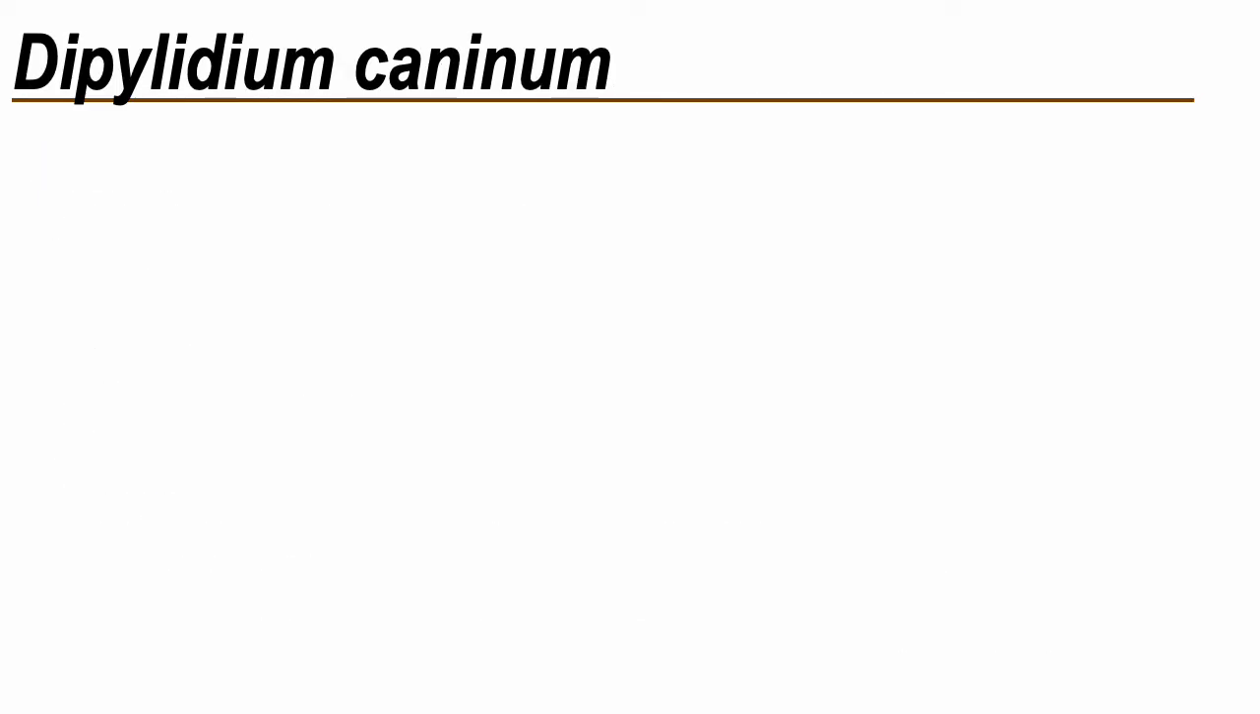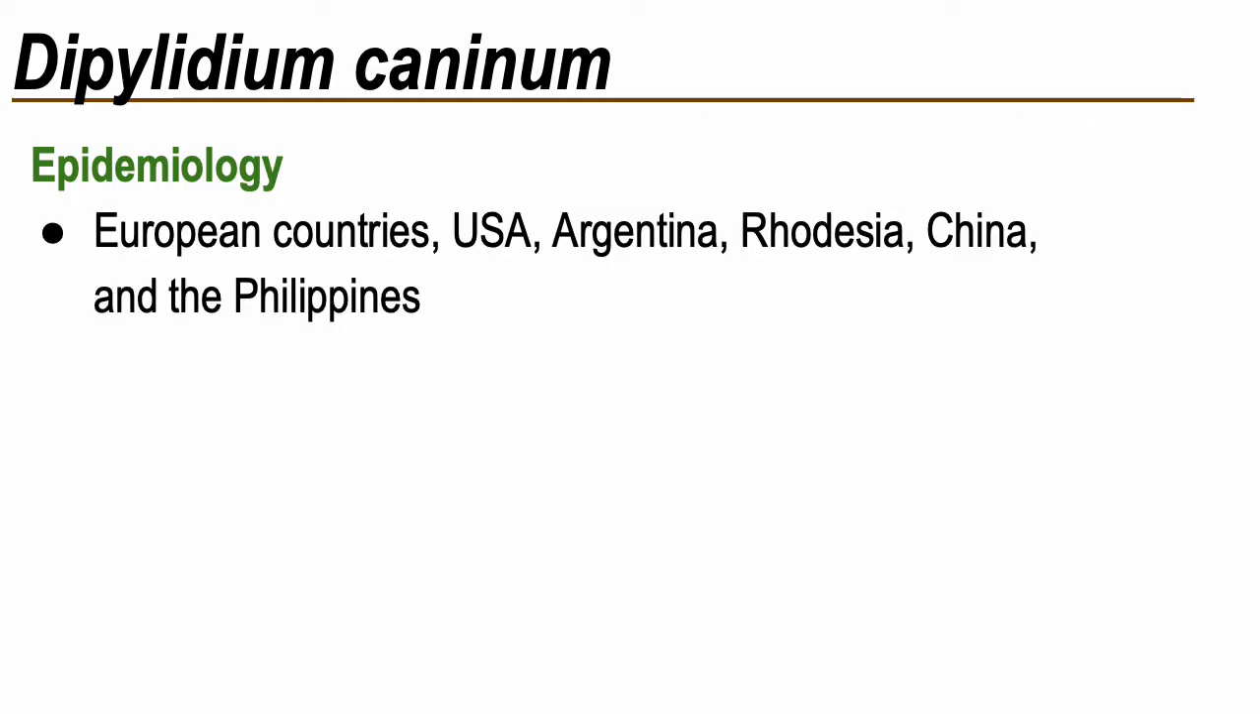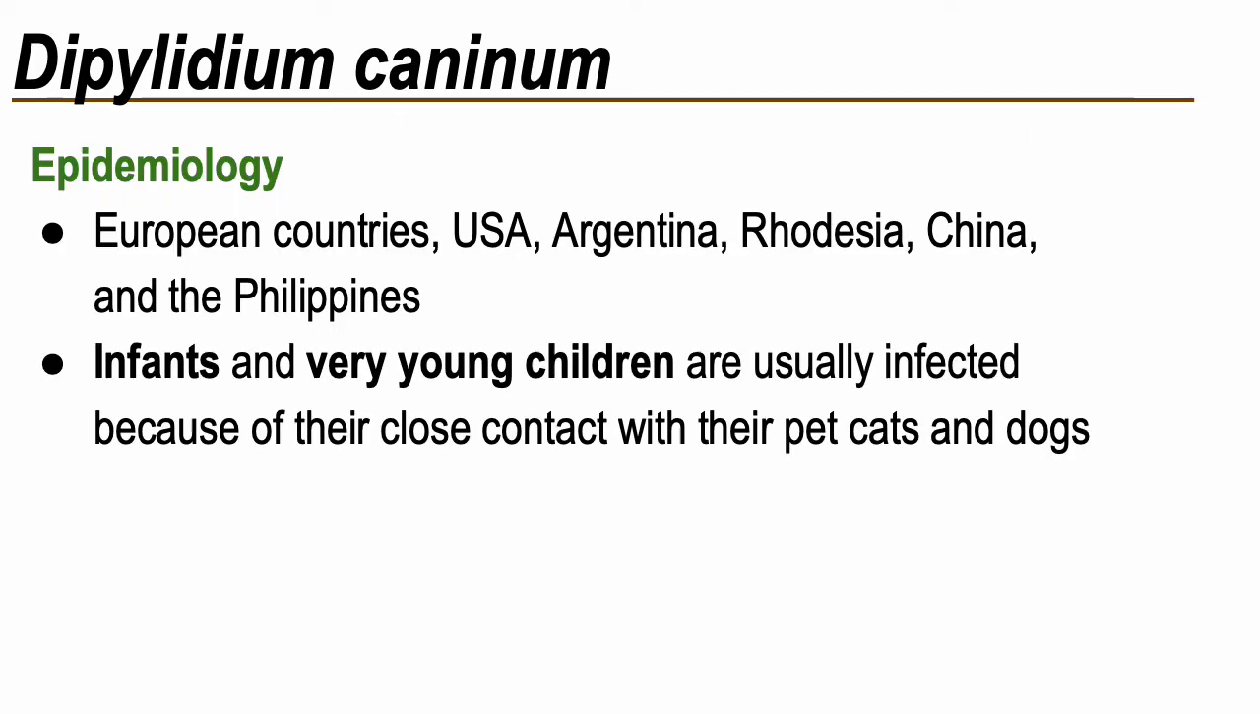For the epidemiology, human infection is rare since this is a zoonotic parasite, but cases have been reported in European countries, USA, Argentina, Rhodesia, China, and also here in the Philippines. The most commonly affected demographic are infants and very young children, who are usually infected because of their close contact with their pet cats and dogs. Likely, transmission could have occurred through hand-to-mouth contamination or accidental swallowing of arthropods when hugging or kissing their pet animals like dogs and cats.